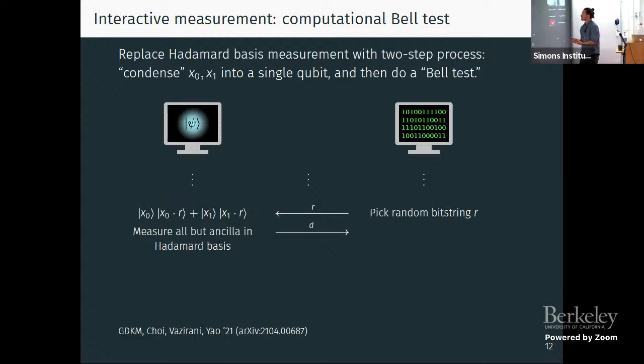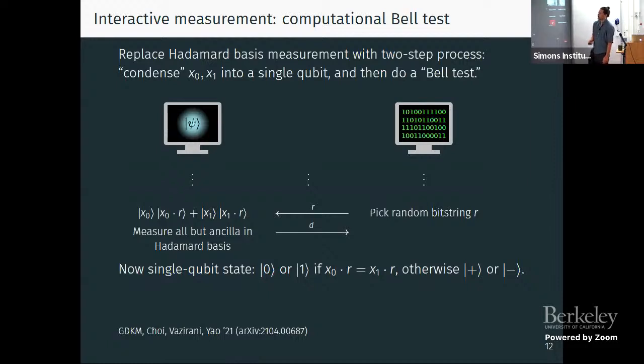So what the verifier does for this first step, this condensing step, is to pick a random bit string, R, send it over to the prover, and then this right register here is just a single qubit, a single ancilla. They're just going to compute the inner product of X with R in this ancilla. You can do this easily by applying CNOT gates from this X0, X1 register over into this ancilla. Then they're going to measure all of the qubits in this X0, X1 register in the Hadamard basis, which erases it and applies some phase, and send the results of that measurement back. So the thing that one can see if you work through this is that after performing this operation, you'll end up with a single qubit state that is either 0 or 1 if this equality is true, if x0·r is equal to x1·r, or plus or minus if this is not true.